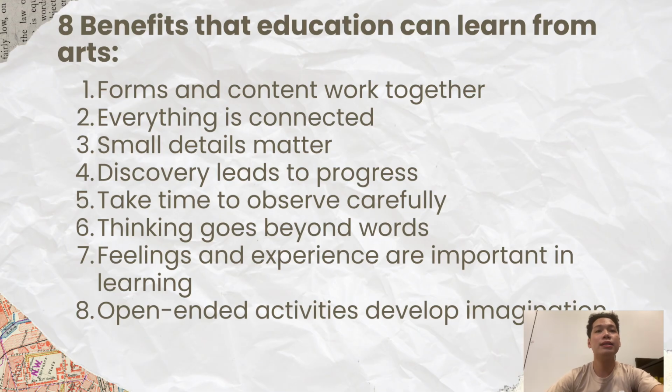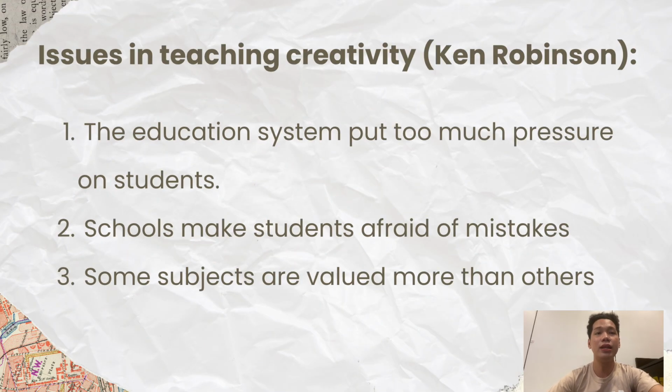So now, let us discuss the issues in teaching creativity according to Sir Ken Robinson. So the first issue is that the education system puts too much pressure on students. Many schools focus heavily on grades, ranking, and strict rules. Because of this pressure, students may become stressed and lose confidence to think creatively.